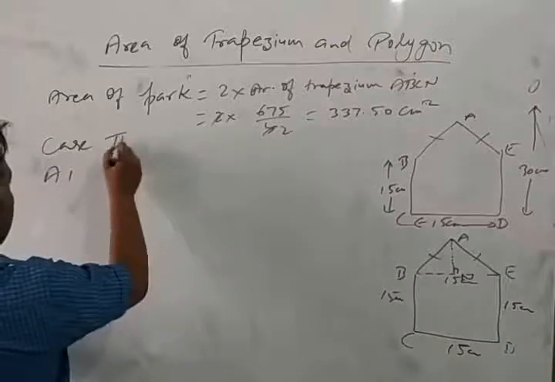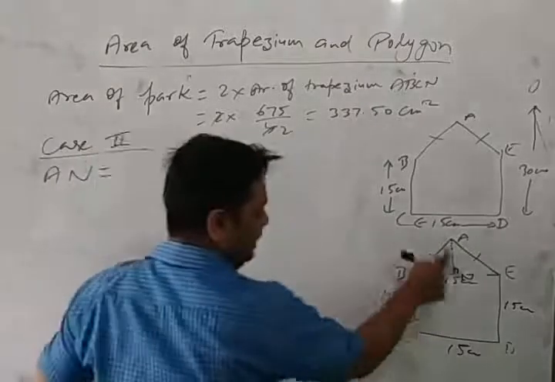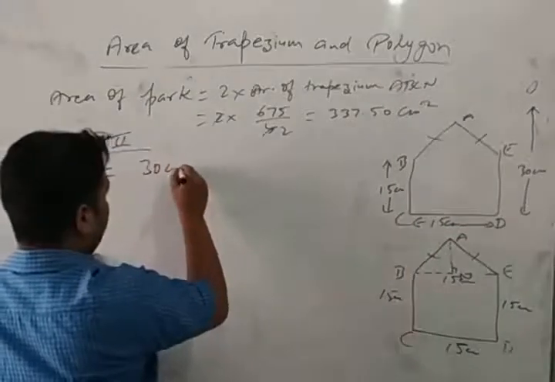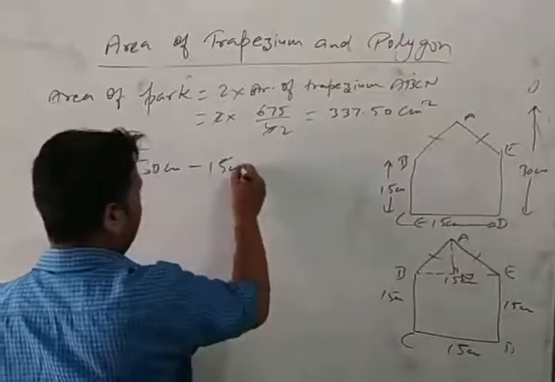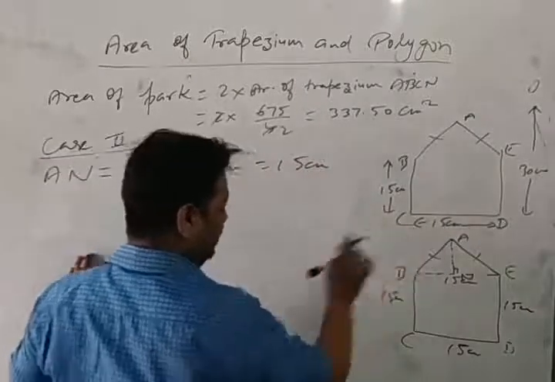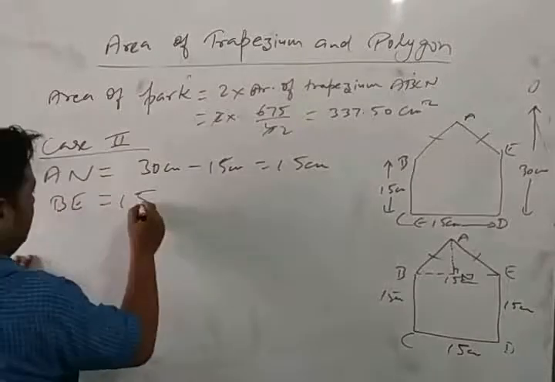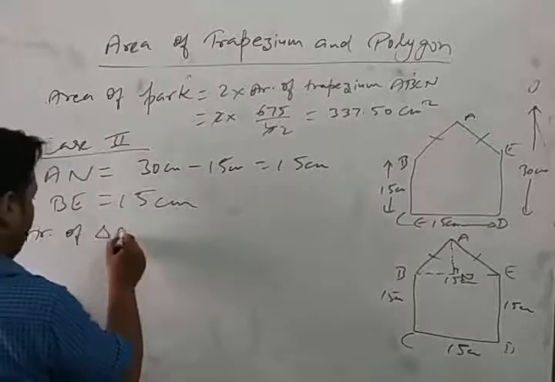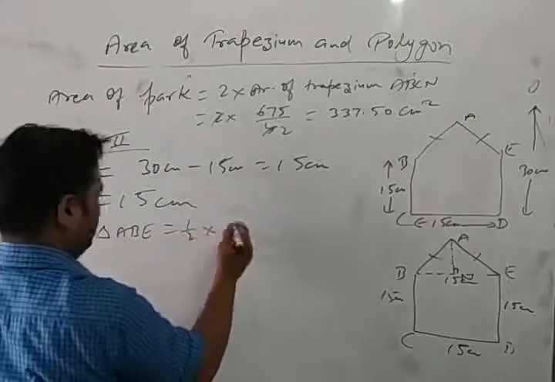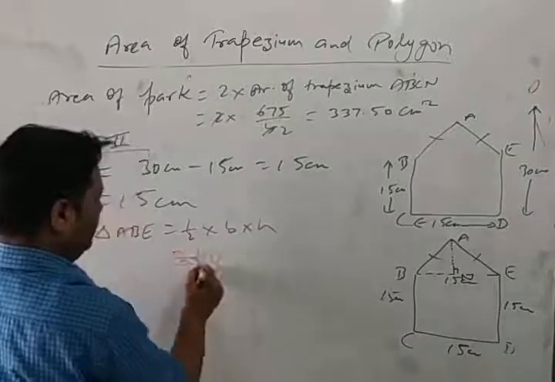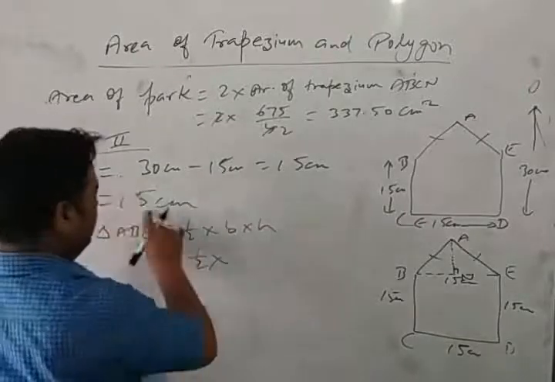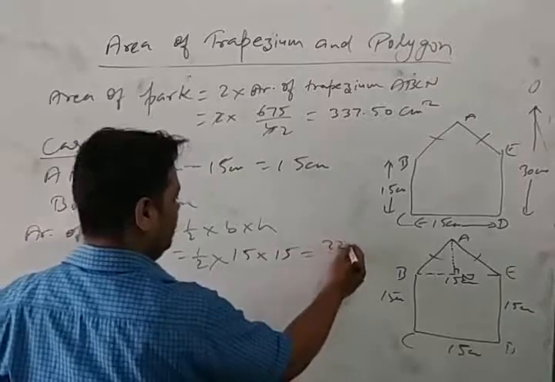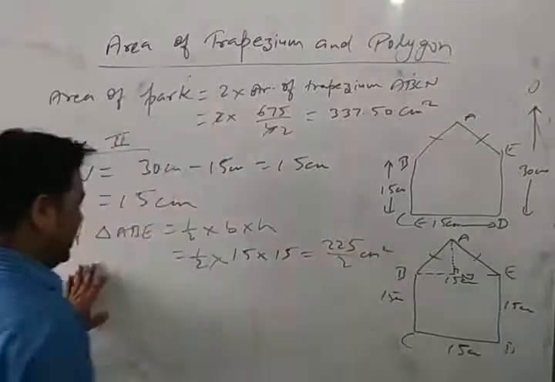So in case 2, AN will be what? Total distance is 30, and if you subtract this 15 centimeter, you will get 15 centimeter as AN. And base BE is 15 centimeter. Now find the area of triangle ABE: 1 by 2 into base into height. So 1 by 2 into 15 into 15, it will be 225 by 2 centimeter square. It is the area of triangle ABE only.